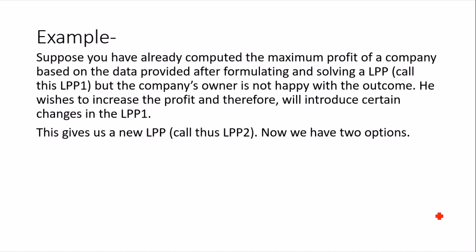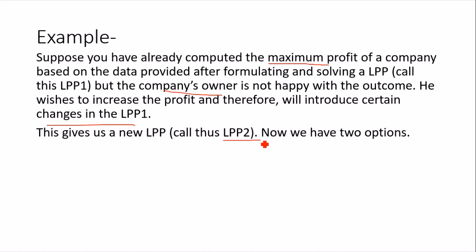Here I am taking an example to make you understand it better. Suppose you have already computed the profit of a company. Suppose you had a maximization problem, so you have already computed the maximum profit. But say the company's owner is not happy with the outcome, so he wishes to increase the profit and therefore he will introduce certain changes in LPP 1. The original LPP we are calling LPP 1. After introducing the changes, we actually get a new linear programming problem, which is LPP 2. Ultimately we want to know the optimal solution of linear programming problem 2.